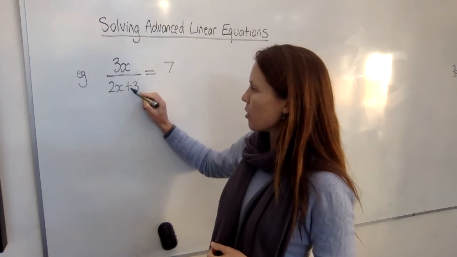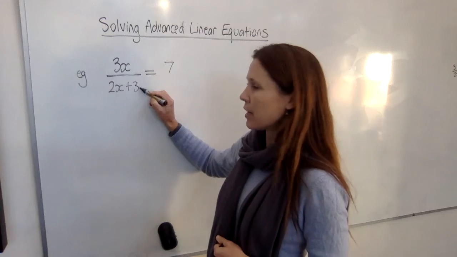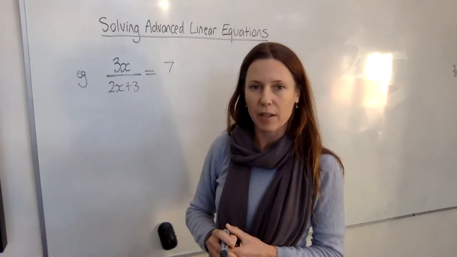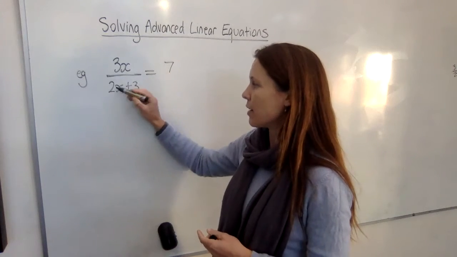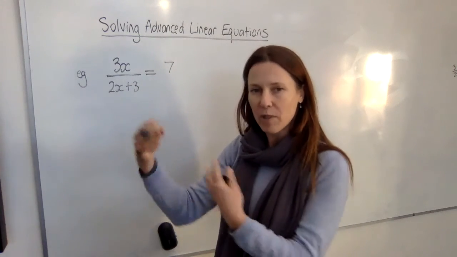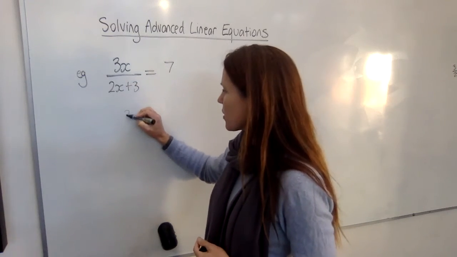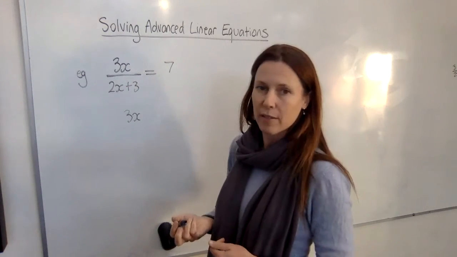So what we'll do here is multiply both sides by 2x plus 3. Now that's going to automatically get rid of the 2x plus 3 on this side because the 3x has been divided by 2x plus 3. So if we then multiply by 2x plus 3, it kind of undoes all of that. So it'll give us 3x on this side all by itself.